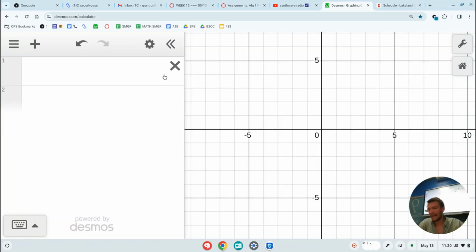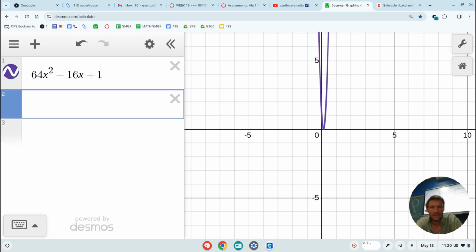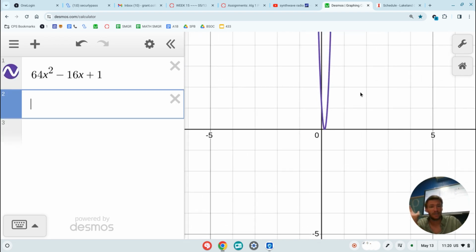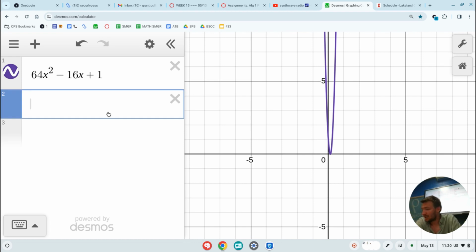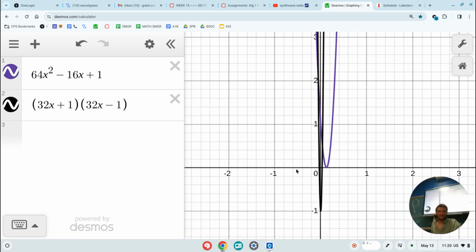Make sure that you're using x's and not any other variables. 64x squared minus 16x plus 1, enter. Now that's a weird shape, but who cares? I just need to find a match. So A, 32x plus 1, 32x minus 1. I know these are weird graphs. Are they a match? Do they look the same? No, they're not a match. They're not the same. No good. Switch it up. I think A is a fail.